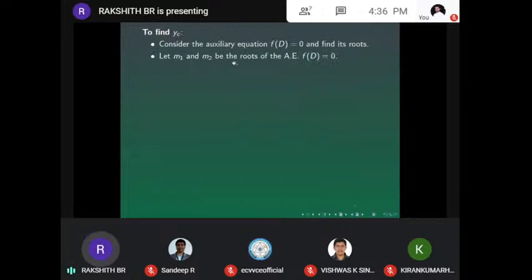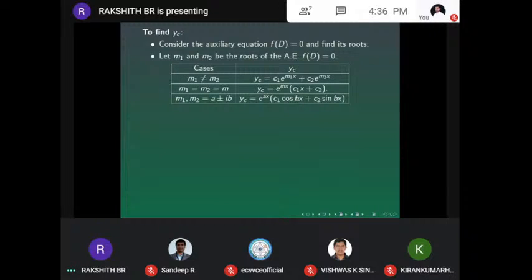If m1 and m2 are the two roots of the auxiliary equation f(D) = 0, then the general solution of the homogeneous equation f(D)y = 0 is divided into three cases. So the cases are as follows.